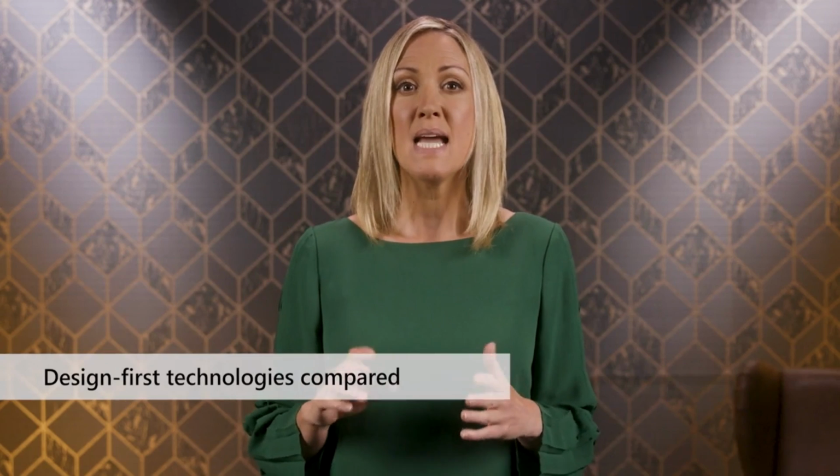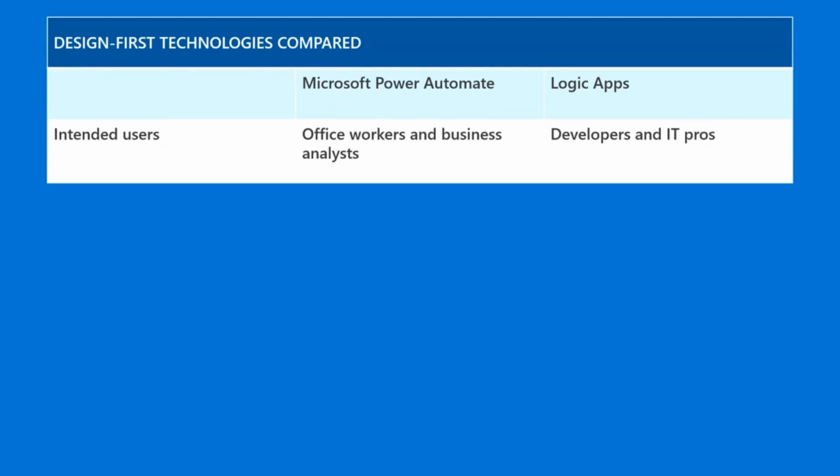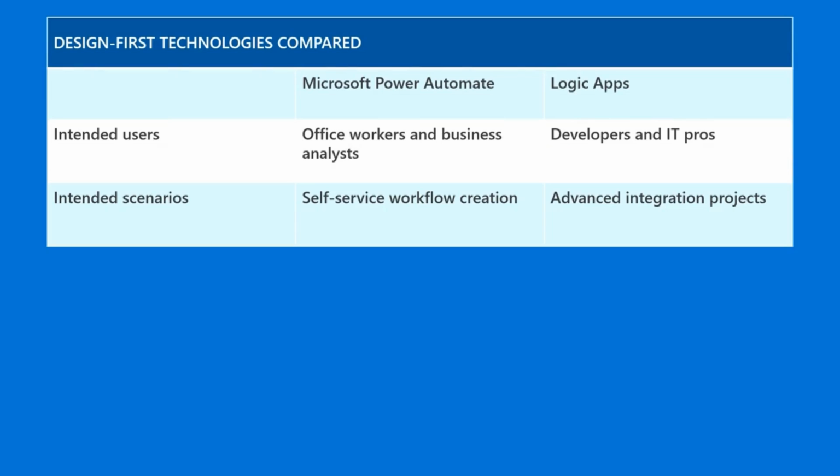Microsoft Power Automate is more appropriate for use by non-technical staff. If your workflow designers are IT professionals, developers, or DevOps practitioners, Logic Apps are usually a better fit. Microsoft Power Automate is intended for office workers and business analysts, while Logic Apps is intended for developers and IT pros. Additionally, Power Automate is suited for self-service workflow creation, whereas Logic Apps is better suited for advanced integration projects.